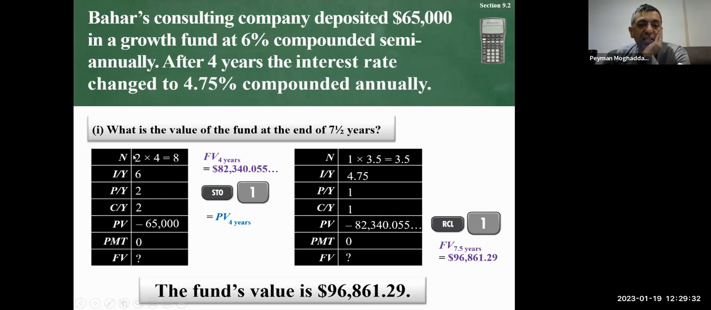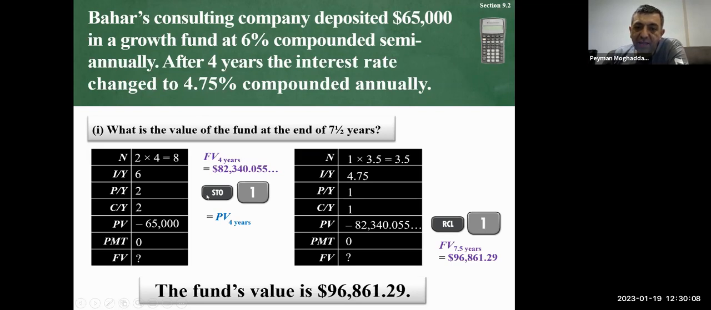Okay. So n is going to be the number of compounding periods, which is the compounding frequency, 2 for semi-annually, right? 2 multiplied by 4 years, 8. Then you put the nominal interest rate, 6, and then m, which is 2, for P/Y and C/Y, 2. Then the principal value, minus $65,000, because this is an investment, right? And then you push CPT and FV, you find the value, okay?